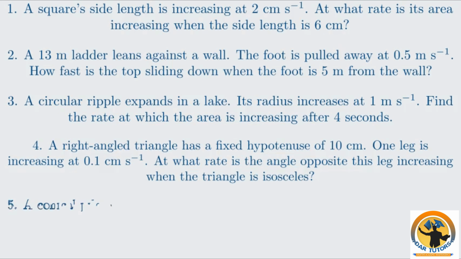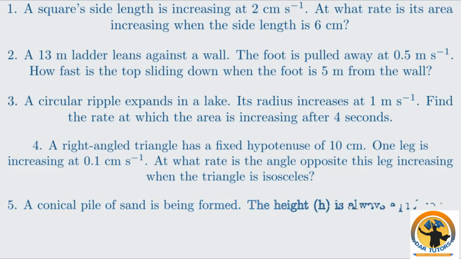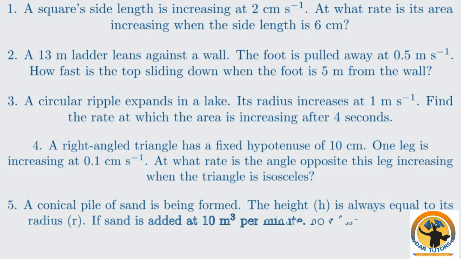Question 5. A conical pile of sand is being formed. The height of the pile is always equal to its radius. If sand is added at a rate of 10 cubic meters per minute, how fast is the height of the pile increasing when the height is 2 meters? Let's go through the solutions.